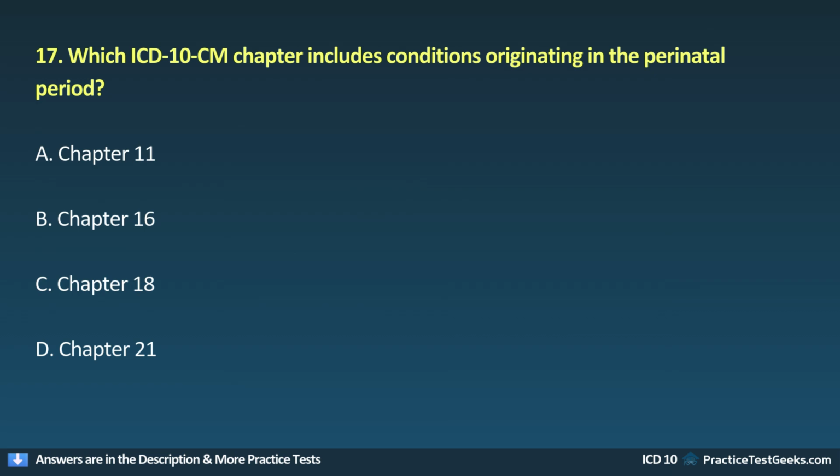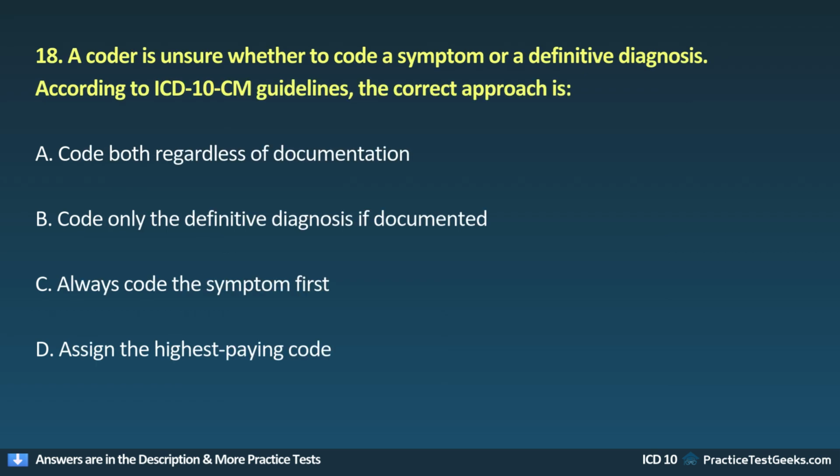17. Which ICD-10-CM chapter includes conditions originating in the perinatal period? A. Chapter 11. B. Chapter 16. C. Chapter 18. D. Chapter 21.